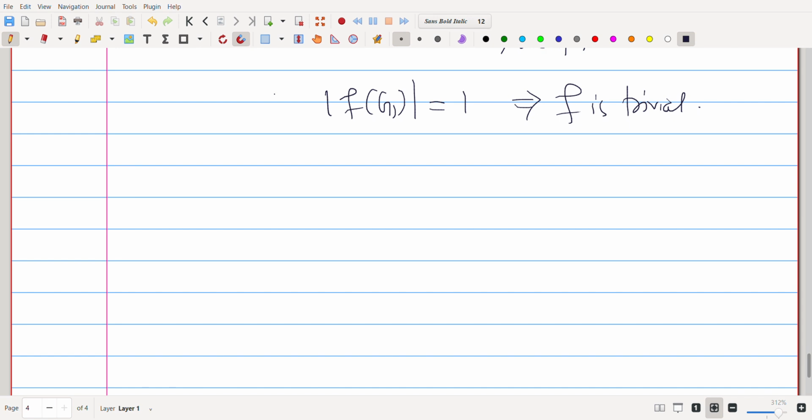And the second one: let G be a finite group and F from G to G a group homomorphism such that F fixes more than half the elements of G, then F is the identity.